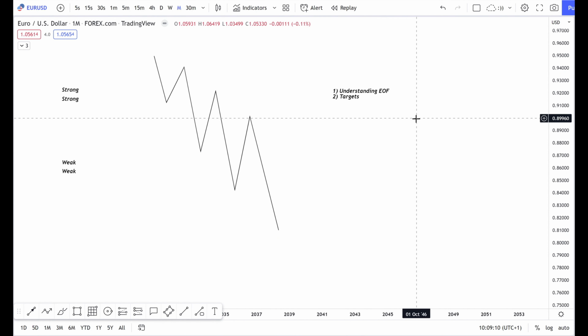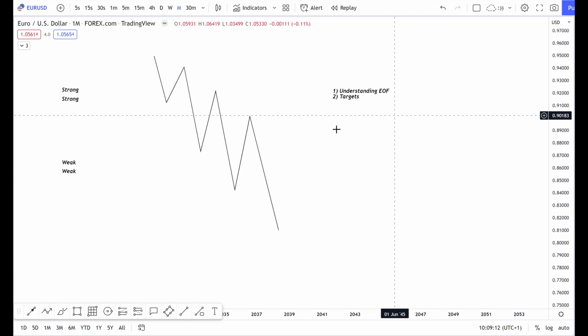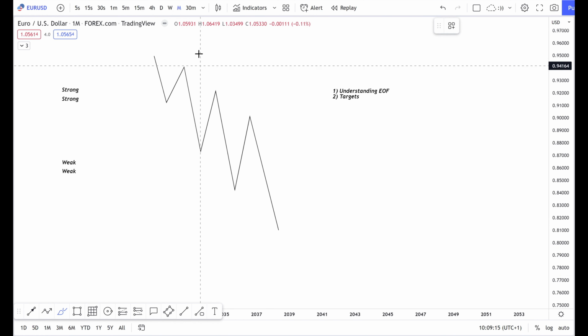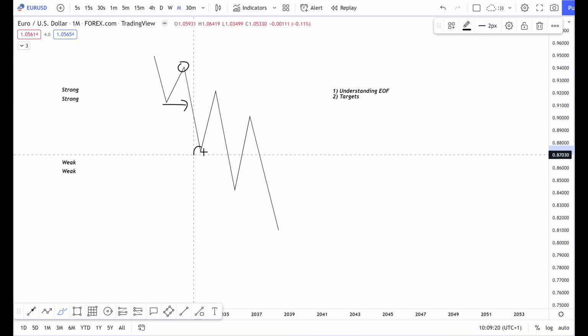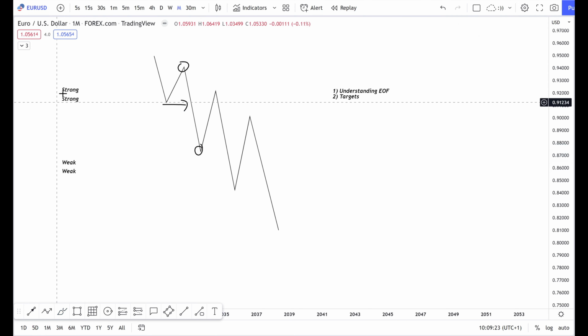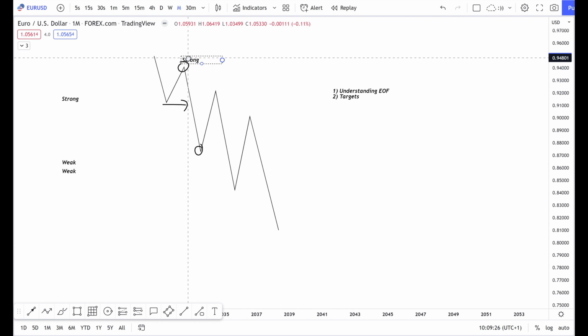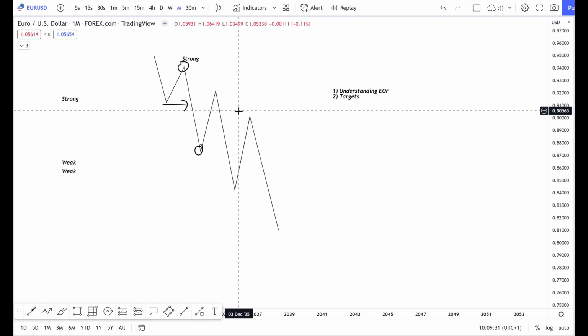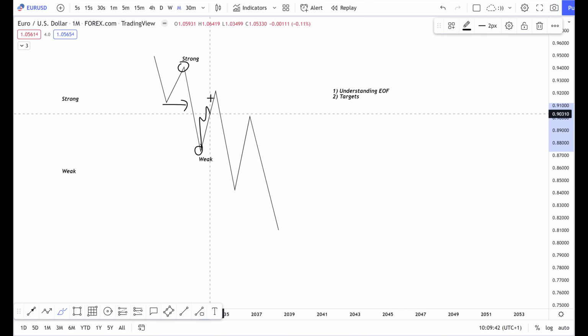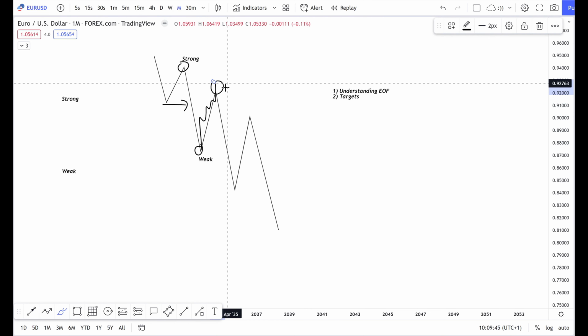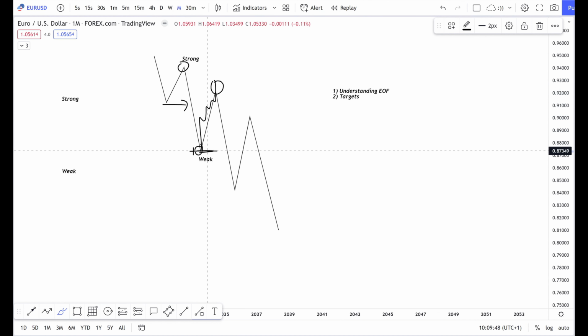So understanding EOF, your expectational order flow, definitely helps with this. Let's just start here. We have a high here that's broken structure and created this low. At that point, this high is a strong high. Essentially it's protected by the banks, whoever is controlling the markets. And this low is weak. So what we essentially expect to happen is price to pull back into some sort of POI in here, and target this weak low.